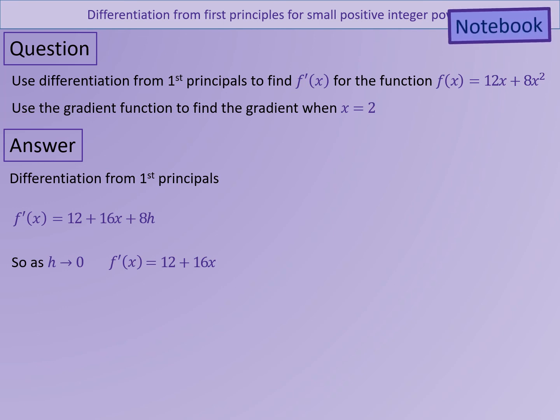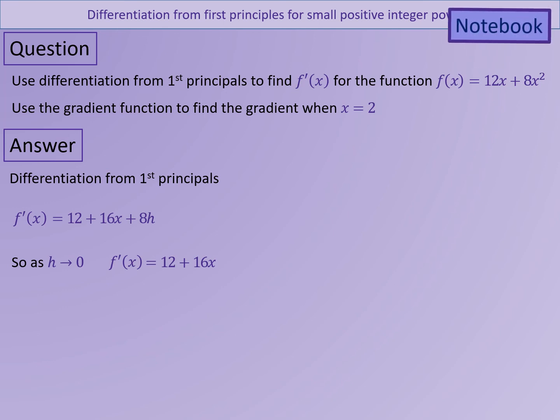Job done. Now, in the next presentation that we do, we will be looking at how to do this in a very quick way. How, if I'm given an original equation or function, how can I quickly find the gradient function? And so we will be able to speed up this process quite a lot. But you also need to know this idea of first principles as well.